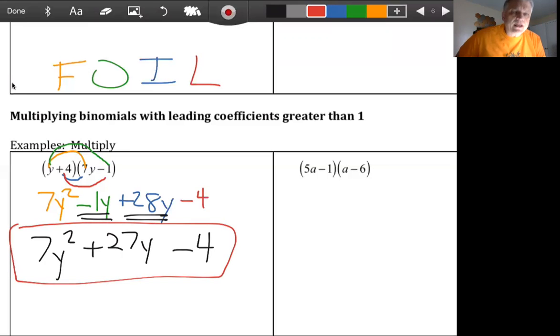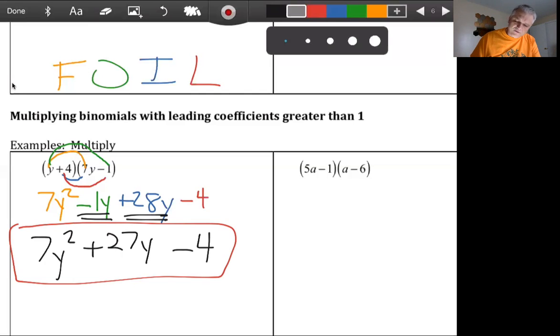Okay, so we did that question. We did it with the F, the O, the I, and the L. For those of you that like that, hope you enjoyed it. If you didn't like that, then I hope you enjoy this next one, because we're not going to use the FOIL, at least not by name, even though we will go first, then outer, then inner, then last. Okay, so let's do this last question together.